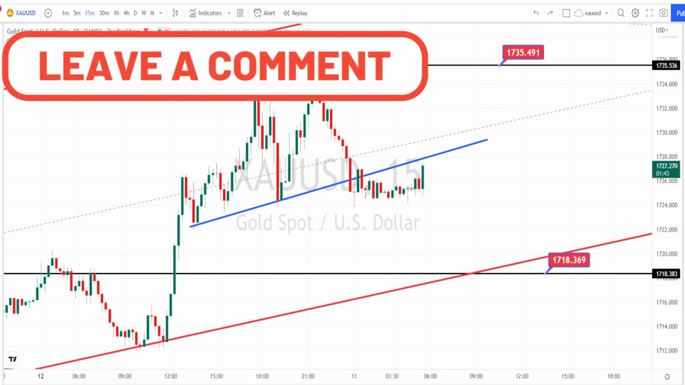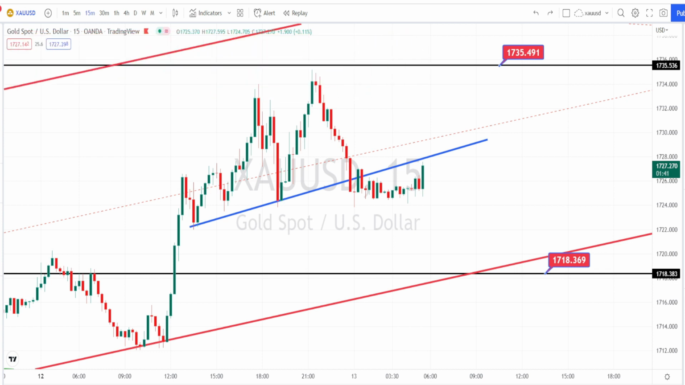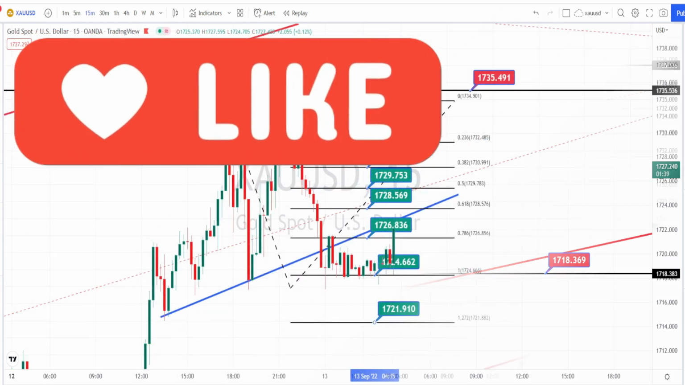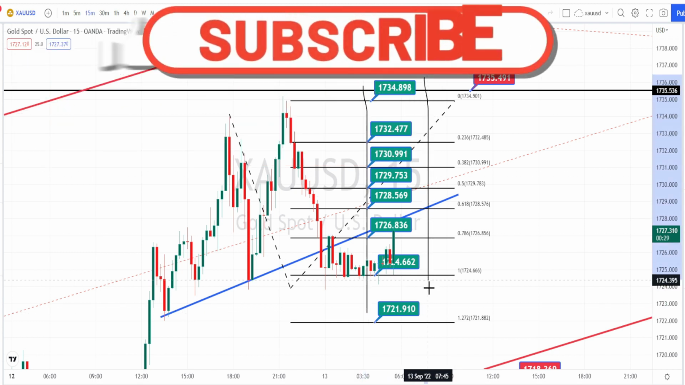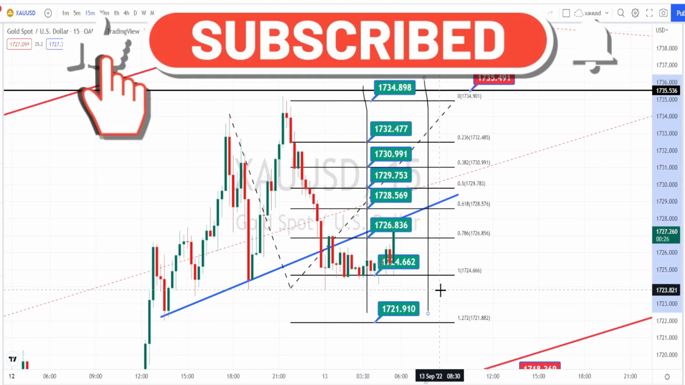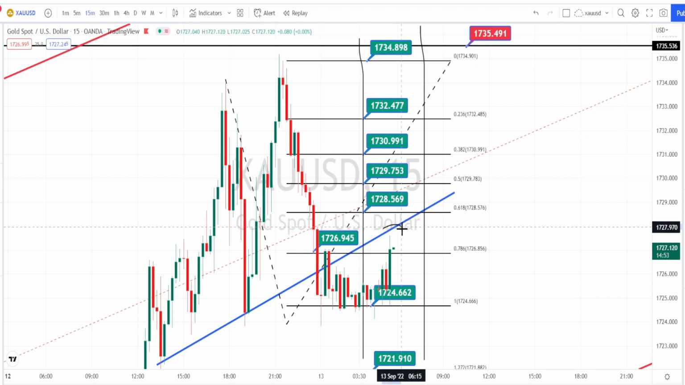Let us mark the support and resistance levels for 15 minutes time frame. So the values within these green color boxes are the resistance and support levels for 15 minutes time frame. So wait for the price action to bounce back from this 30 minutes time frame resistance line in order to take trades on the bearish side retracement, or wait for the price action to break this resistance level of 1728 in order to continue trading on the bullish side retracement.